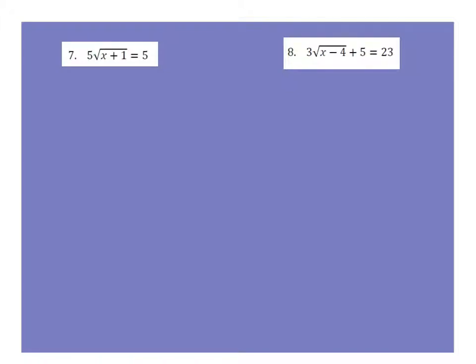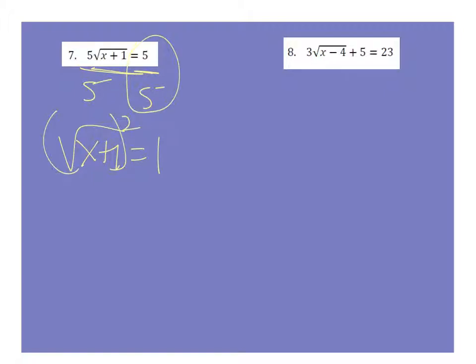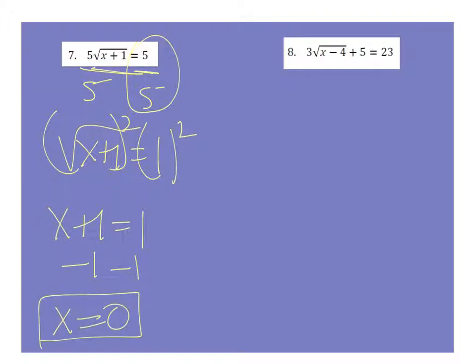For 7, I'm going to divide both sides by 5. So I get the square root of x plus 1 equals 1. 5 divided by 5 is 1. Square both sides. So x plus 1 equals 1. Subtract 1 from both sides. X is going to end up equaling 0.